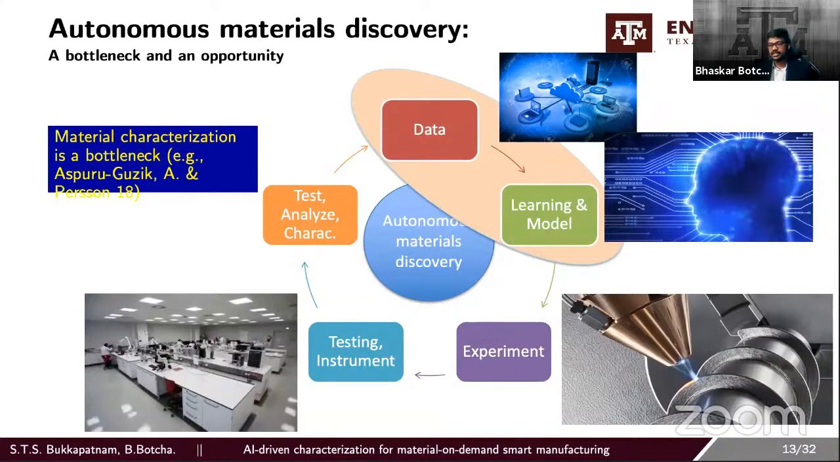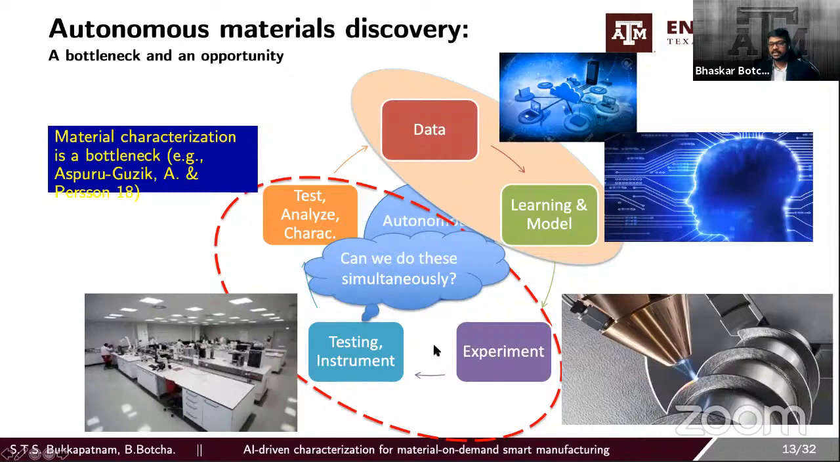But the opportunity we see is: can all these three, the experimentation, testing and analysis, and characterization, this particular cycle, happen simultaneously? That's the question we would like to answer. From the testing, analysis, characterization, and experiments, we can collect the data, but can this happen in a loop? Can we get the material properties at the point where the experimentation is actually happening, and can we tailor it to our needs?